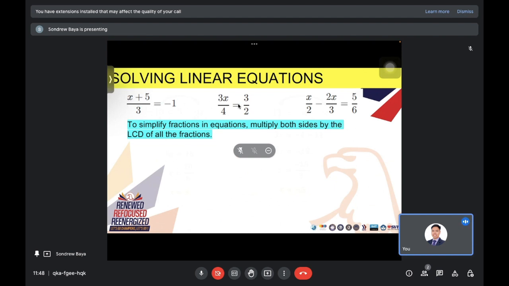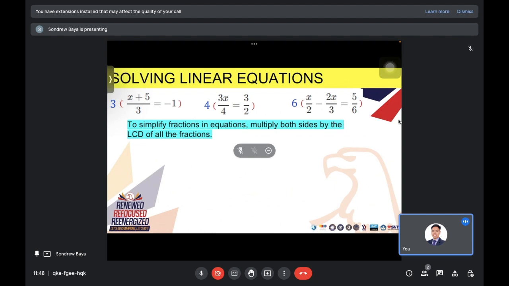For the second one, we have here two denominators, 4 and 2. So the LCD of 4 and 2 is 4. So multiply 4 to both sides, to the entire equation. In the third one, we have three denominators, 2, 3, and 6. The LCD is 6. So multiply again the LCD to the entire equation.